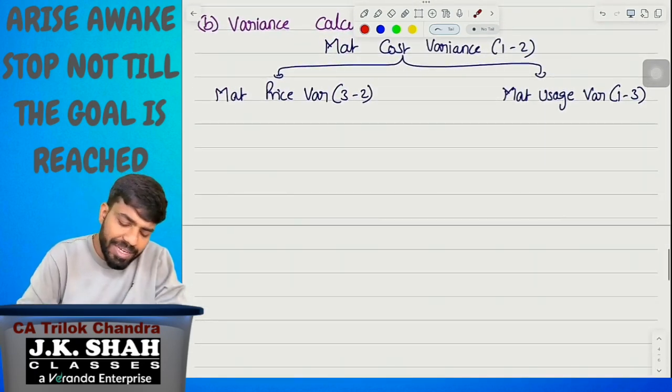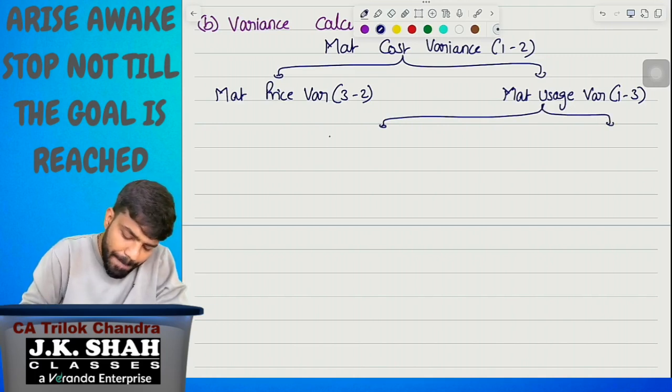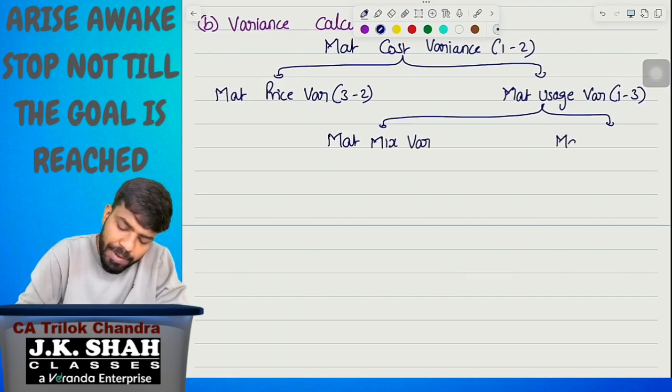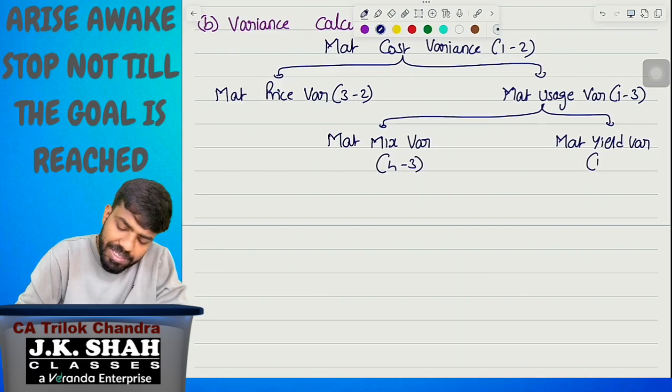When it comes to quantity, again we have to know. Again we'll classify into 2 categories. What does that mean? Material mix variance and then material yield variance. Mix variance is 4 minus 3, material yield variance is 1 minus 4.